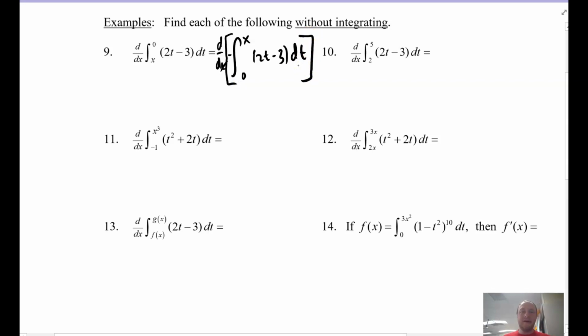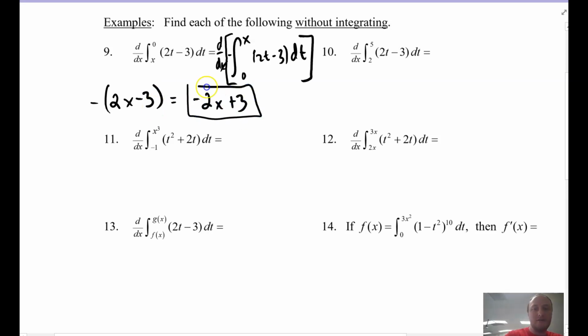Okay, so let's go ahead. Notice now I'm taking the derivative of the integral from a constant to a variable. So what does the second fundamental theorem of calculus say? Well, it says that it is just going to be the integrand evaluated at that value. So negative 2x minus 3. Okay, and if we go ahead and simplify this, this is negative 2x plus 3. Okay, and there's your answer.